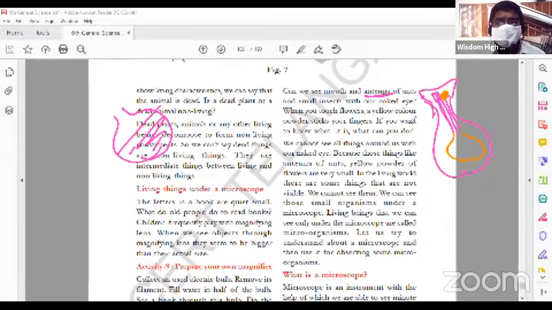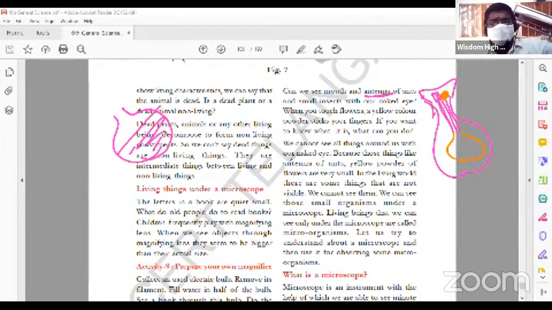We cannot see all things around us with our naked eye, because things like the antenna of ants and the yellow powder of flowers are very small. In the living world, there are some things that are not visible. We cannot see them. We can see those small organisms under a microscope. Yes, children, listen to me here. It is not possible to see all the things which are present in the surroundings of us.